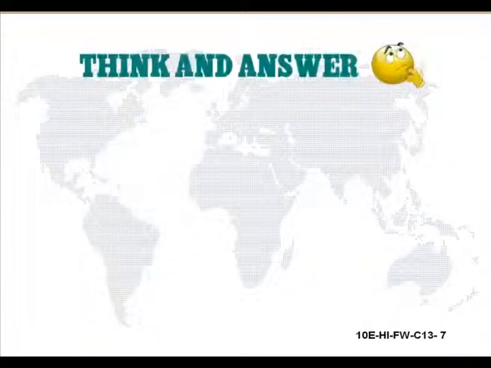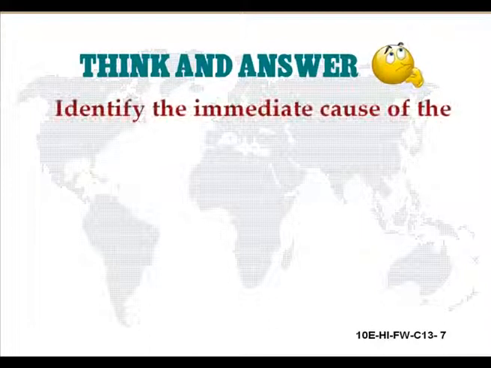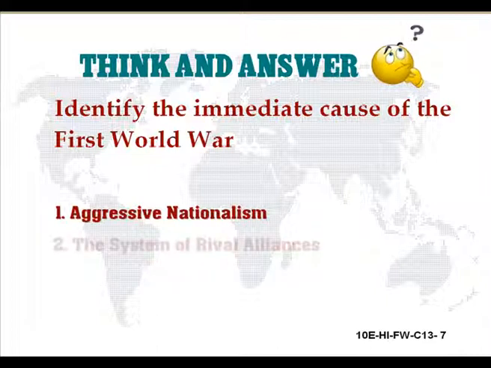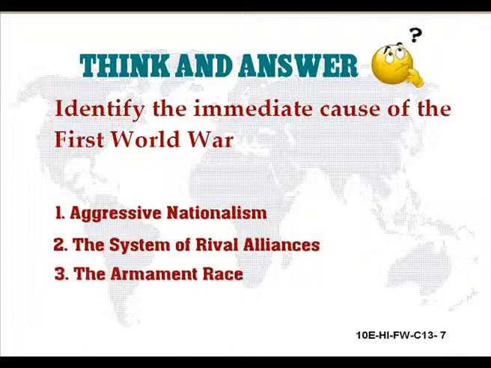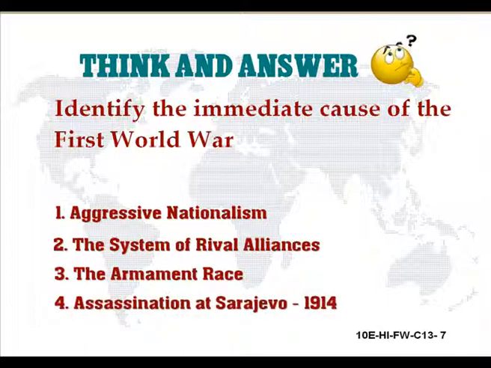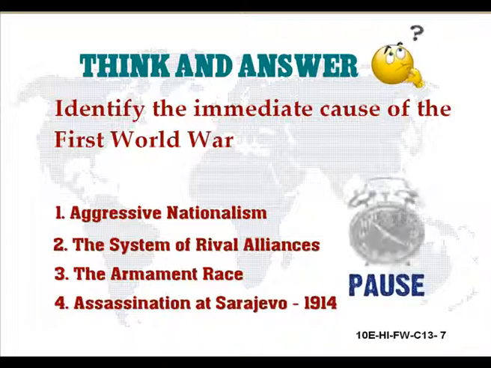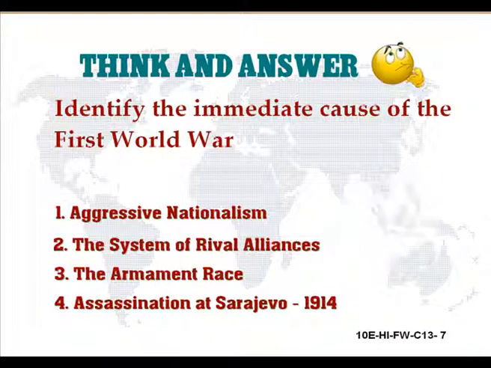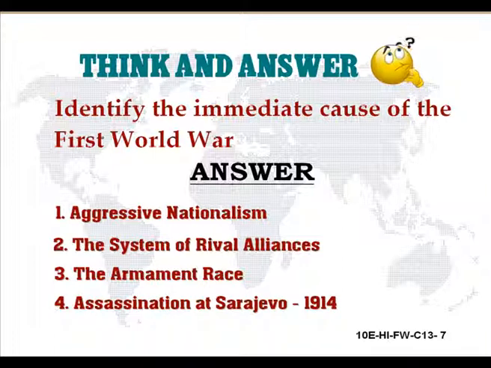Think and answer. Identify the immediate cause of the First World War from the following options. Option 1. Aggressive nationalism. Option 2. The system of rival alliances. Option 3. The armament race. And option 4. Assassination at Sarajevo, 1914. The answer is option 4, assassination at Sarajevo, 1914.